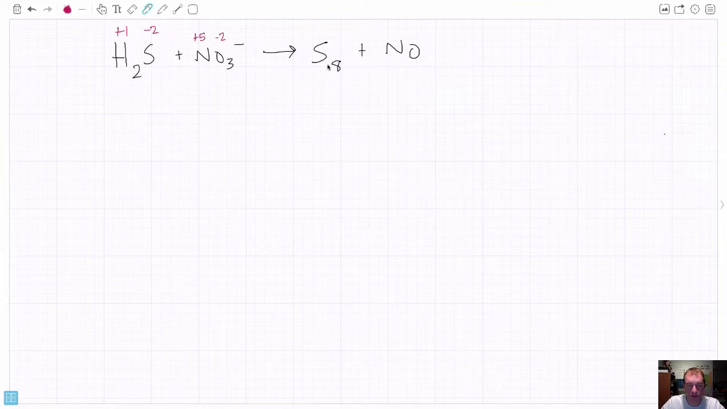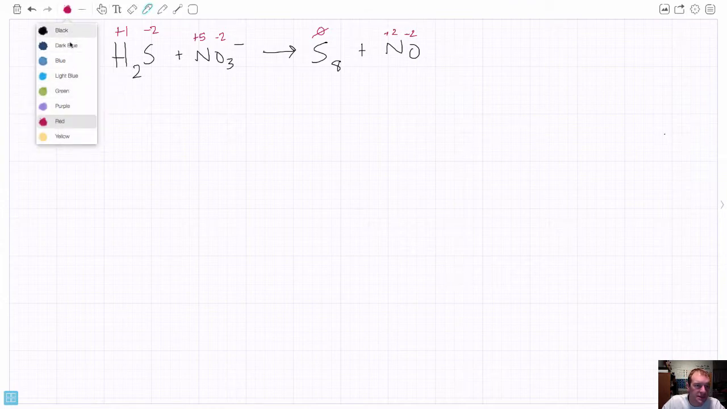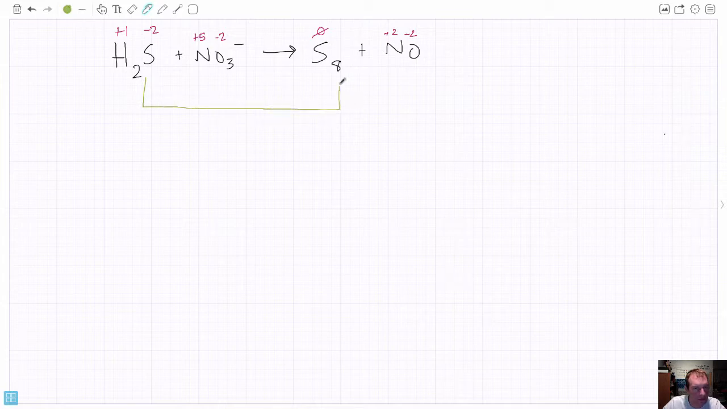Moving over here, sulfur, we can see it's a standalone element, so itself is going to be 0. Our oxygen here in the nitrogen monoxide is going to be -2, and therefore the nitrogen is going to be +2. So now what we can do is we can see where these substances are going to connect with each other. And we can see that the sulfur in the hydrogen sulfide goes from -2 to 0. So that's going to be one of the processes we're going to talk about. To go from -2 to 0, there has to be a loss of electrons. It's getting more positive, so therefore that's your oxidation.